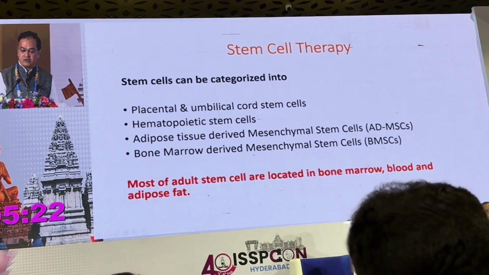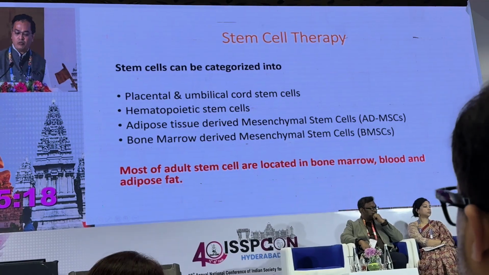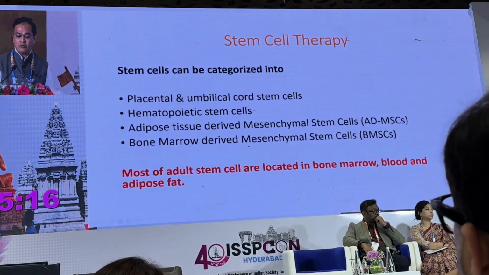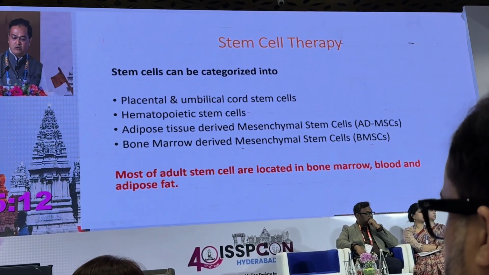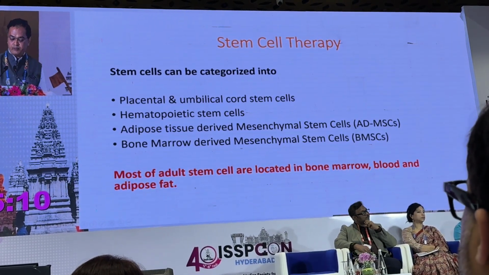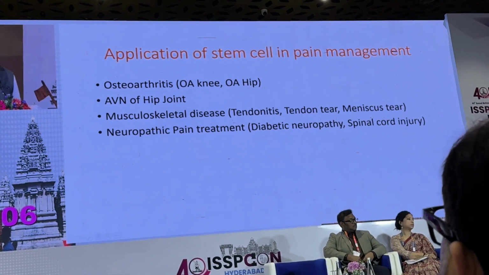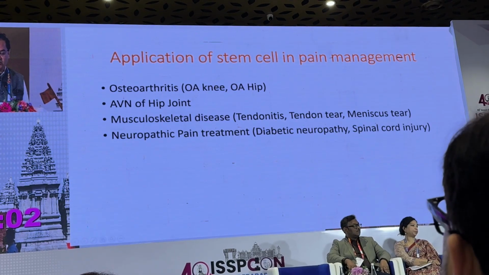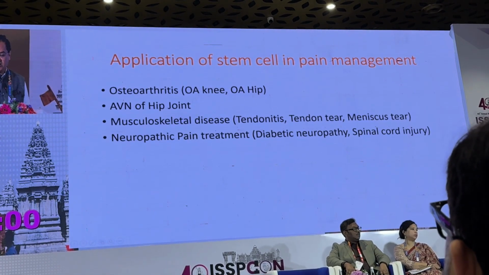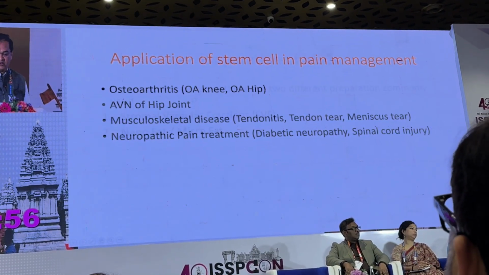Stem cell therapy is categorized into placental and umbilical cord stem cells, hematopoietic stem cells which are situated in bone marrow, adipose tissue derived mesenchymal stem cells, and bone marrow derived mesenchymal stem cells. So we are talking about mesenchymal stem cells. Applications are osteoarthritis, AVN of the hip, musculoskeletal and neuropathic pain treatment like diabetic neuropathy, and spinal cord injury, but that is not in our scope of pain management.